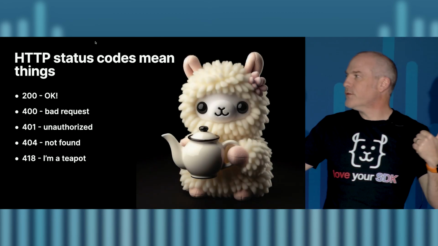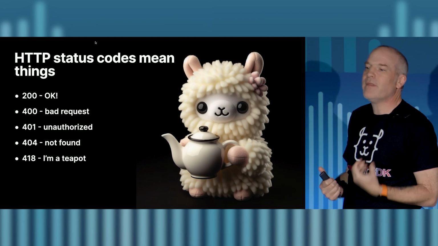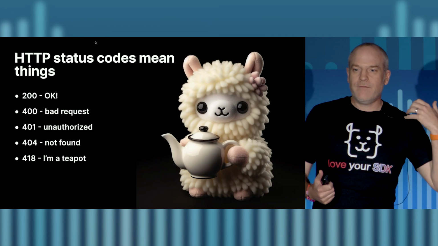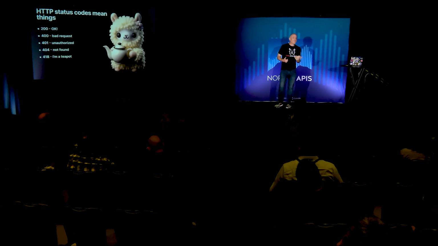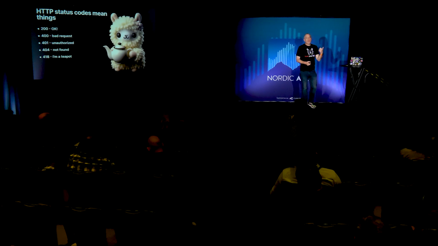200, okay, we've all seen that. 400, bad request. You've sent me something that I can't deal with. You have tried to update a ticket with a field that doesn't exist, for example. 401, unauthorized. You have no permission on the system. 404, not found. We all know that one. 418, I'm a teapot. Yes, that's real. Look it up if you don't believe me. That actually exists. One of the very first webcams was to monitor a coffee pot. So they actually came up with it as an April Fool's gag. There is a 418, I'm a teapot.